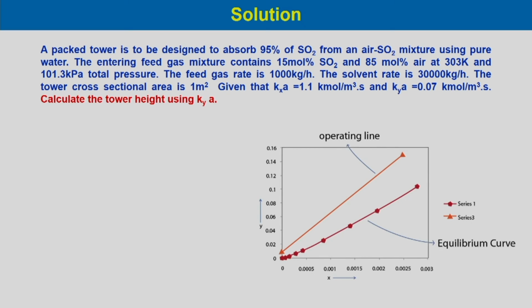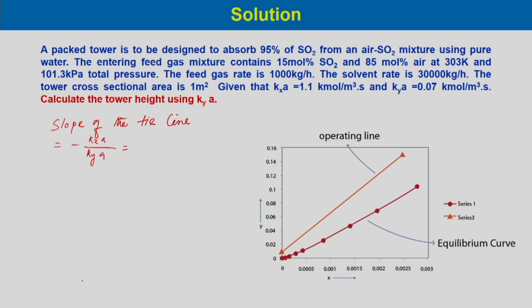Now, the equilibrium curve and operating line curve are known to us. We have to draw the tie line. To draw the tie line, we need to find out the slope of the tie line. The slope of the tie line, as we have defined, is equal to minus kxa divided by kya.